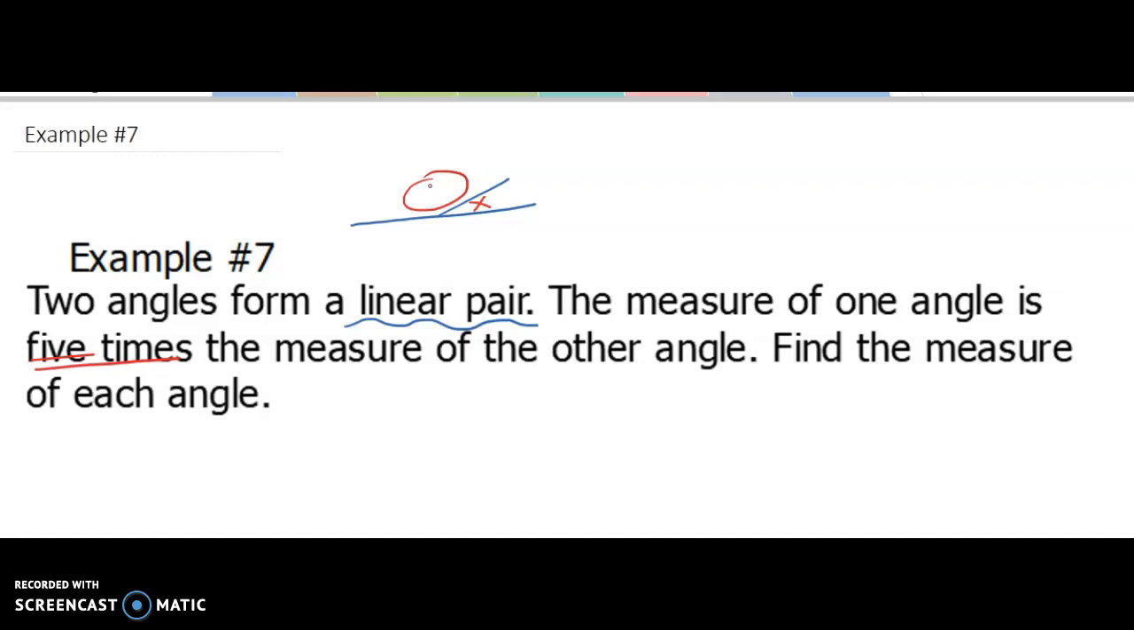Okay, well, five times the measure of x would just be 5x. Okay, find the measure of each angle now. All right, well, what else do I know about linear pairs? Look back at your vocab. I know I had it written back. If we add linear pairs up, what do they equal?